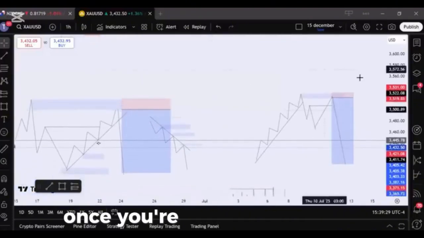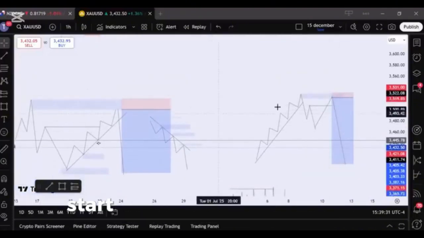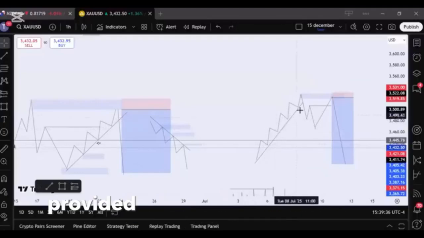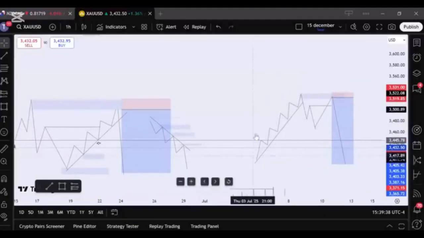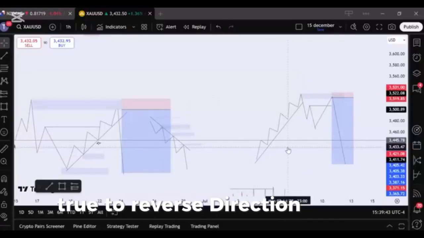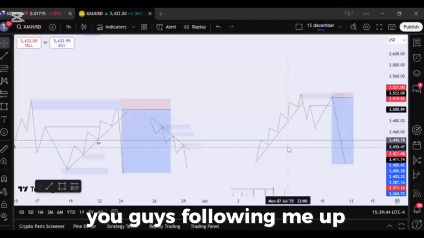In this scenario, once you're selling the market, it's not advisable to start looking for other blocks here for a buy or here for a buy or here, provided that all of them are still enclosed inside this trend line liquidity. So you wait for the liquidity to be taken out first before you can start looking for trades to reverse the direction of the market. You guys following me?